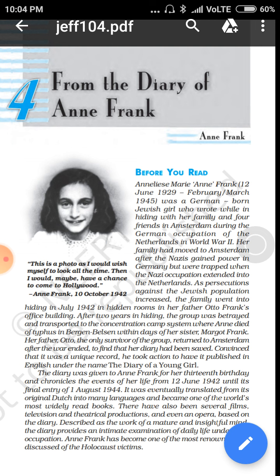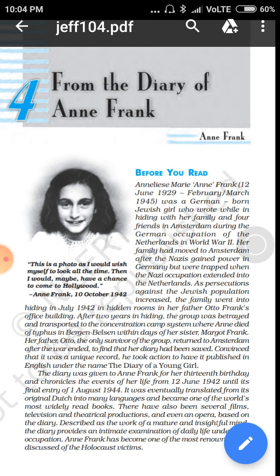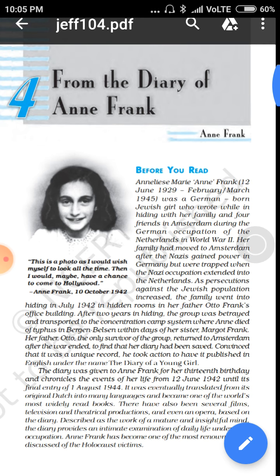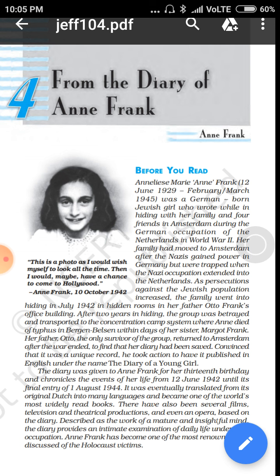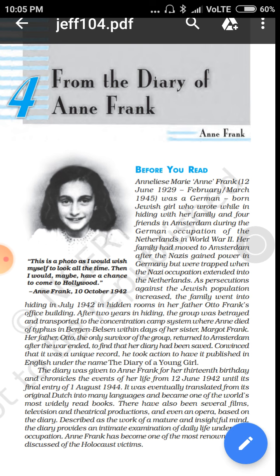In this, Anne expresses her thoughts in a diary which was gifted to her on her 13th birthday. Just we have read. She names the diary Kitty, which she considers as her only true friend. Actually, during hiding time, she had no true friend. So Anne made the diary her true friend and named Kitty. She mentions about her childhood, her family, and a lot of other things that she told no one else.